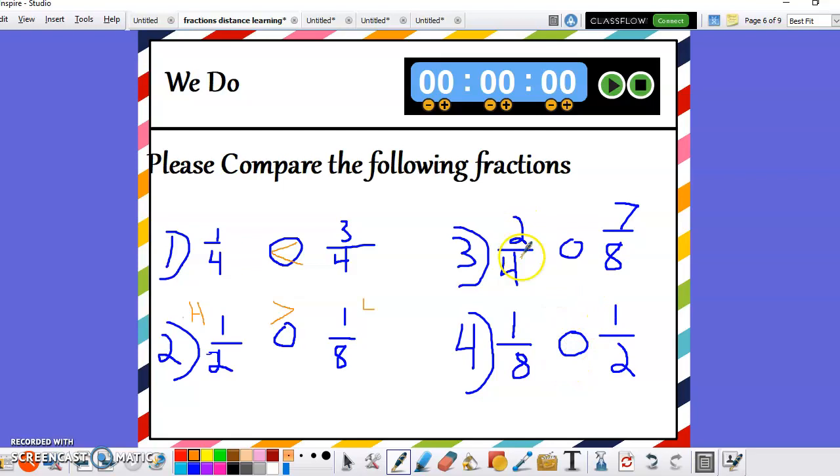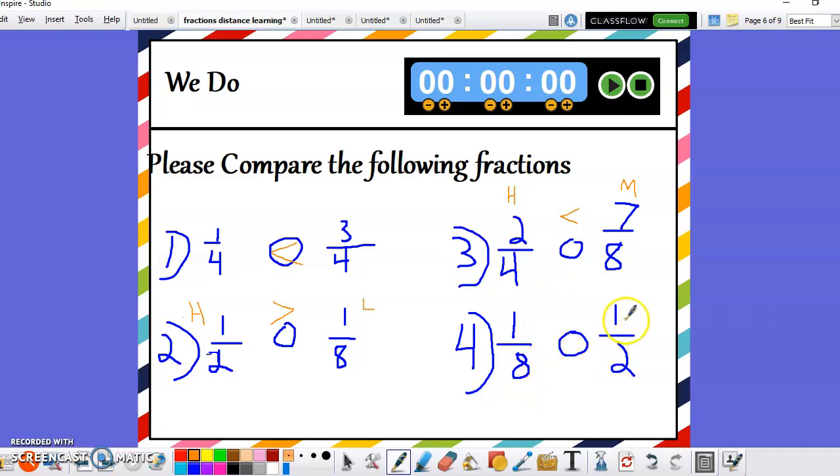Right over here, 2/4 and 7/8. Well, is it less than, more than, or equal to half? What's half of 4? 2. So I know that this fraction right here is half. And 7/8, well, what's half of 8? 4. So 7 is more. My work is already done. Could you use a butterfly? Yes, you could. But sometimes it takes more doing that.